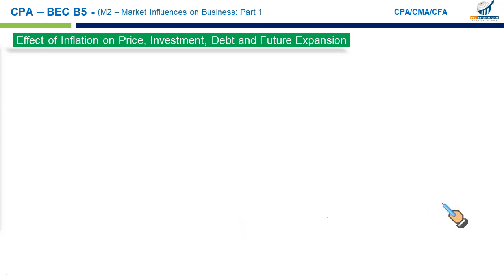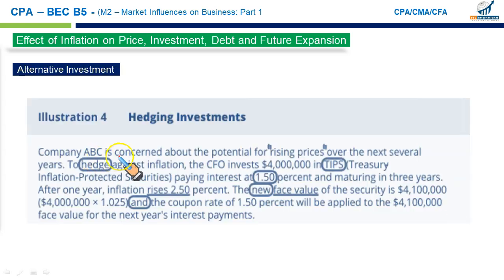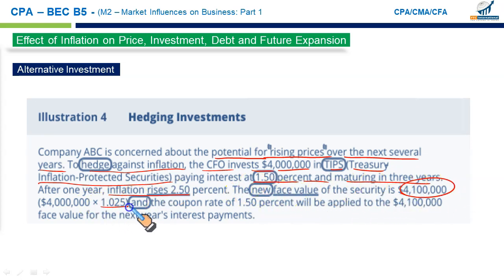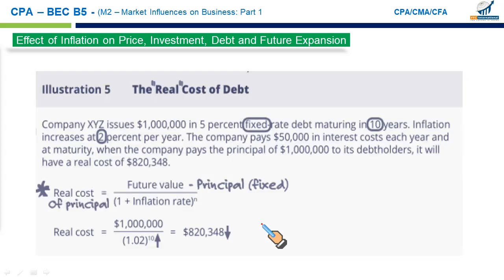Here are a few examples to explain these ideas we've just discussed. ABC company is concerned about the potential for rising prices over the next several years. To hedge against inflation, the CFO invests $4 million in TIPS, Treasury Inflation Protected Securities, paying interest at 1.5% and maturing in 3 years. After 1 year, inflation rises to 2.5%. So you will be compensated for that. The new face value of the security is now 4.1 million. That is 2% higher. The coupon rate stays the same and is applied on the new face value, which means you will get a higher amount of money. So this is how you can protect against inflation.